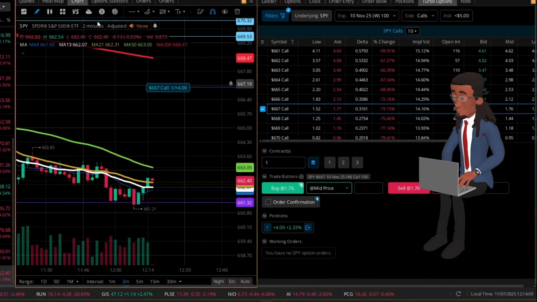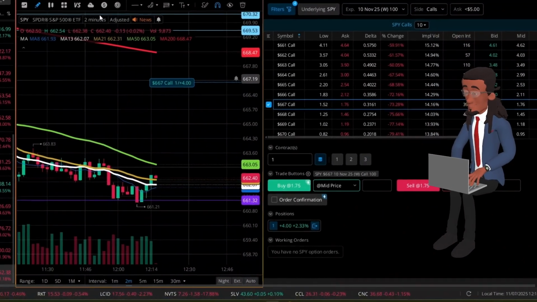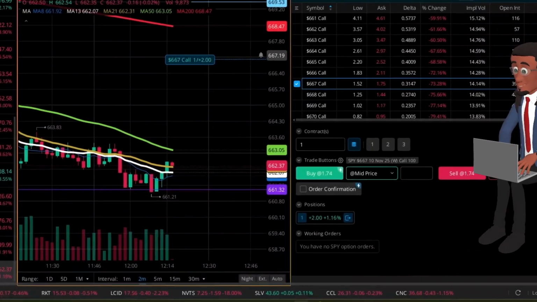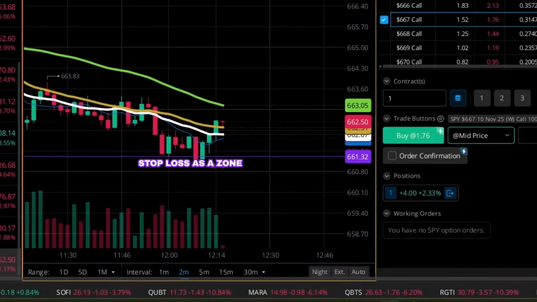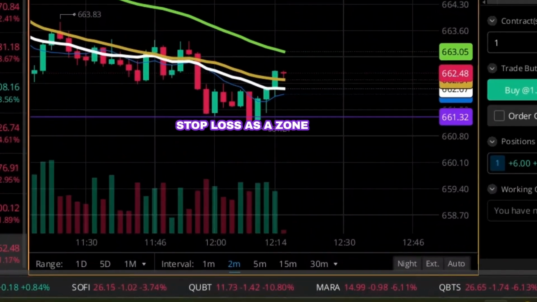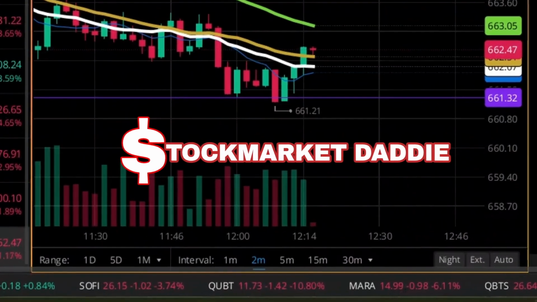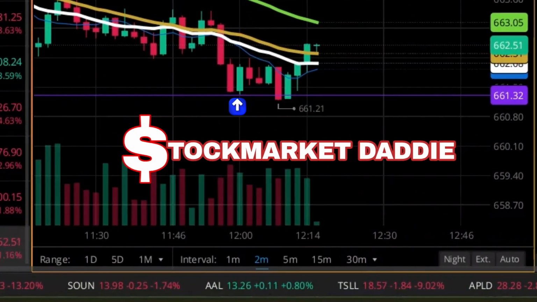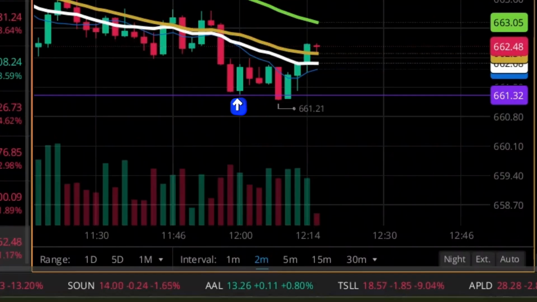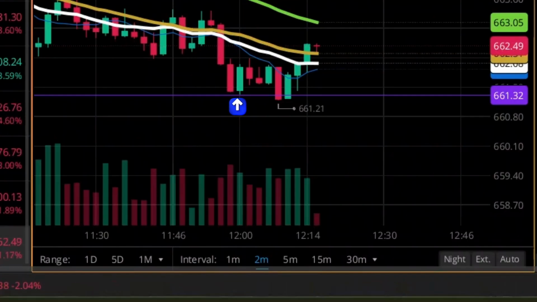In this video, I want to explain to you why I choose to use my stop loss as a zone instead of just a skinny line. As you can see, I have the purple line drawn under the candles that I entered. Where I originally entered was a bullish reversal.